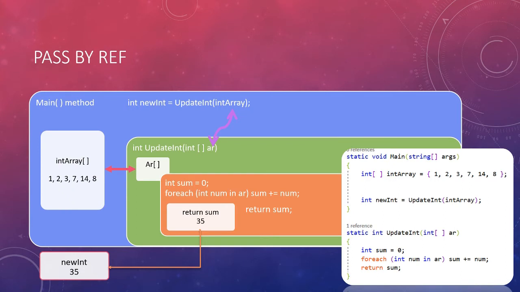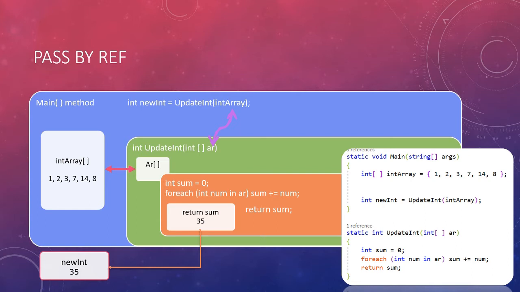And passing by reference is what happens if we pass an array. So it just happens automatically. We could also use the ref keyword in C#, but since we're working with arrays, we'll just show you how it works with them. For this example, we have an integer array that has these values, and we've called it int array. And then in our main, we call a method update int, and this method expects to have an array of integers passed to it, and it calls that array AR.